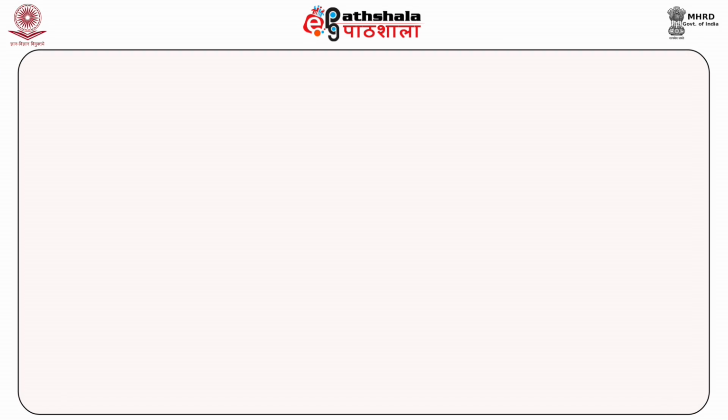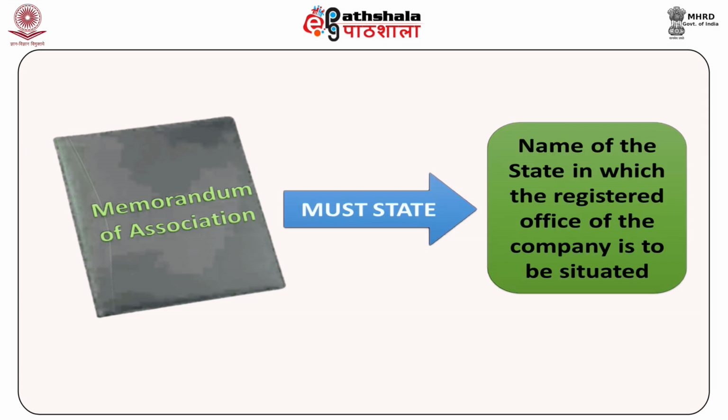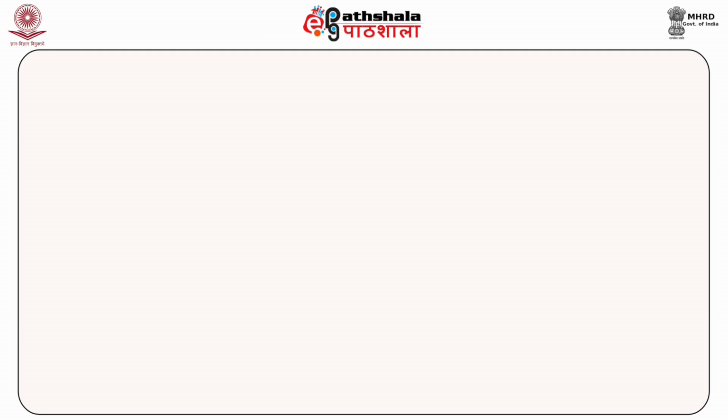After name clause, we shall now discuss situation clause. Memorandum of association must state the name of the state in which the registered office of the company is to be situated. It will fix up the domicile of the company.